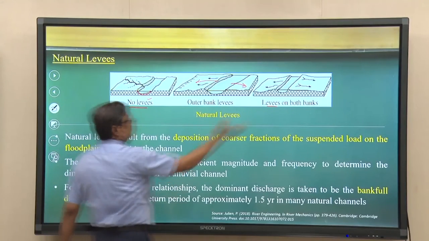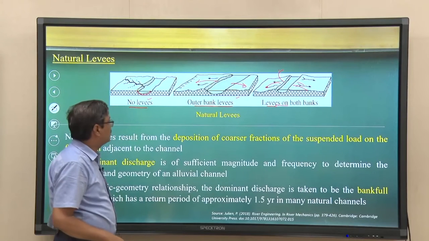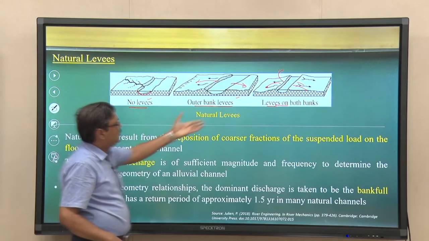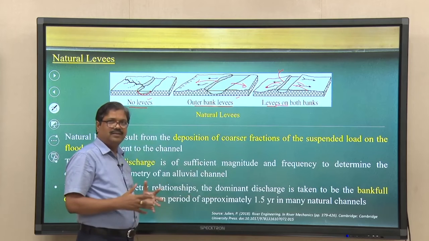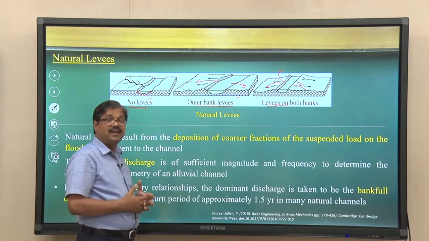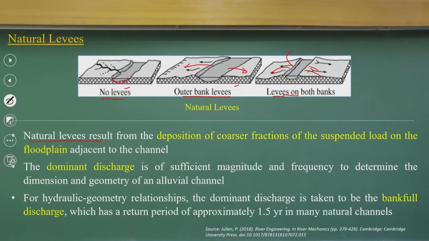If it does not flow over both the banks, then you will have an outer bank levee, or if you have a levee on both the banks, this is a natural levee. Natural levee processes are there on both the banks, or only on the outer bank. So, if these are the conditions, now we have to look at what is the bank full discharge. The lateral levees result from deposition of coarse suspended loads on the flood plain adjacent to the channels. That is what happens.